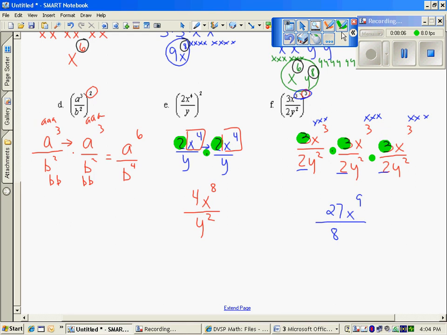Notice you don't take 3 times 2 here because the 2 is not a power. The 2 is a coefficient. You only multiply the exponents in this rule. Looking at my y's, I have 2, an additional 2, and then a third group of 2, which gives me 2, 4, 6, or y to the 6th power. 3 times 2 is 6.